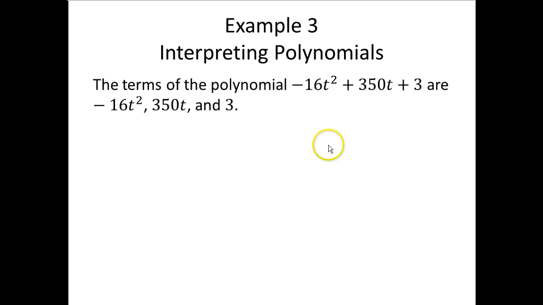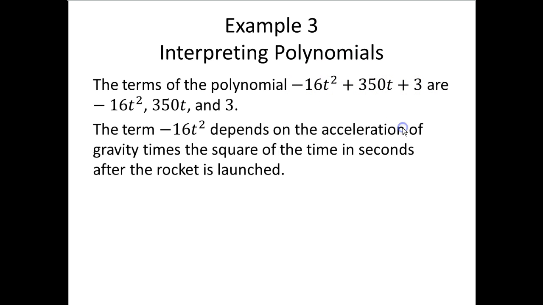First, let's identify the terms in this polynomial. Remember, the terms are the things that are being added together. So notice that here's a term, being added to another term here, being added to another term here. Once again, this is a variable term, this is a variable term, this is a constant term.